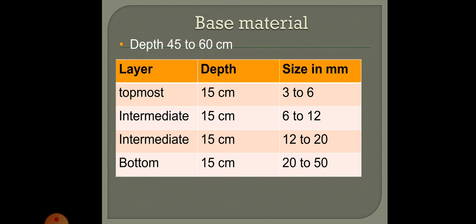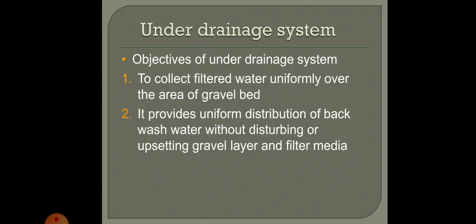And next is the base material, that is the gravel over which the filter material, that is sand, is supported. So the filter sand is actually supported on the base material, and this mainly consists of graded gravel layers. Here you can see, as given in the table, all layers are of equal depths, that is 15 centimeters, and the size of the gravel in the topmost layer will be smaller compared to the bottommost layer. So this is how the base material is chosen.